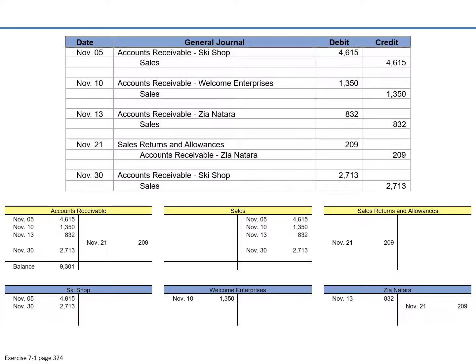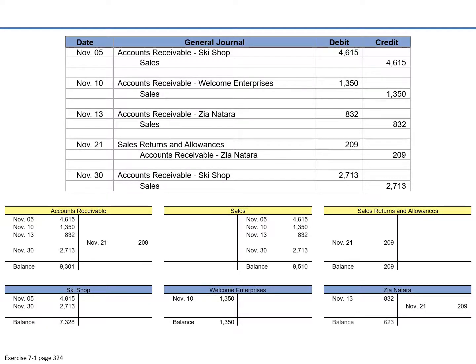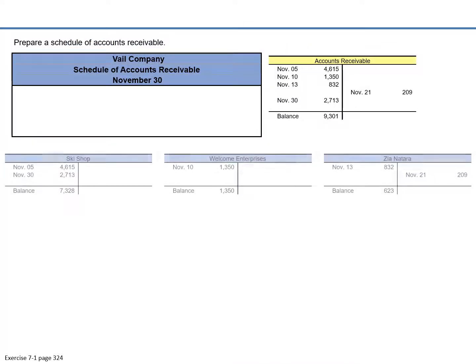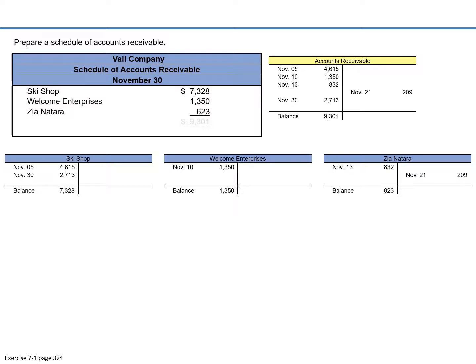So we have a balance of $9,301 in receivables, balance of $9,510 in sales, balance of $209 in sales returns and allowances. That's our contra revenue account. Ski Shop owes us $7,328. Welcome Enterprises owes us $1,350, and Zia Natara owes us $623. Okay. So if we prepare a schedule of accounts receivable, all we're doing is listing the customer name and the balance. Total matches your accounts receivable balance of $9,301.